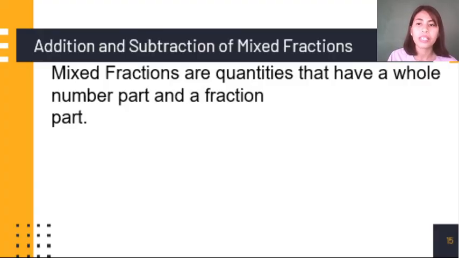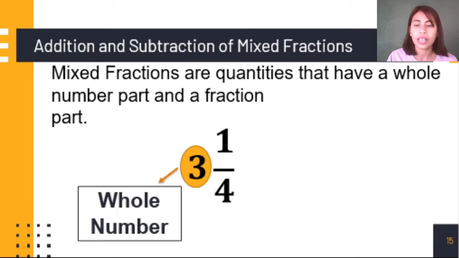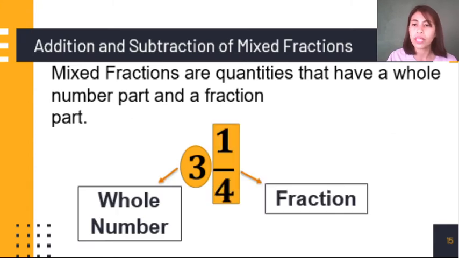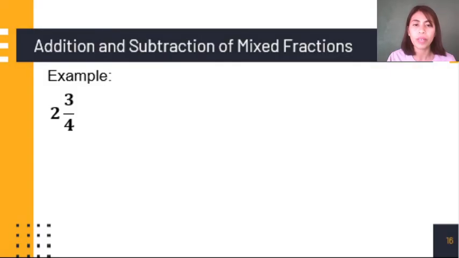Okay, next, for addition and subtraction of mixed fractions. Mixed fractions are quantities that have a whole number and then a fraction. So we have 3 and 1/4. 3 is the whole number and 1/4 is the fraction. So we have the example 2 and 3/4 plus 1 and 2/3.